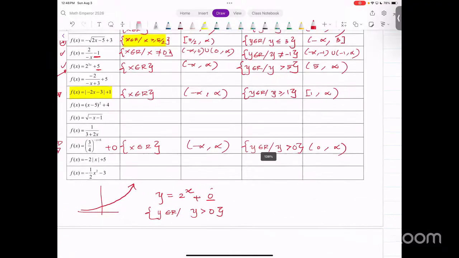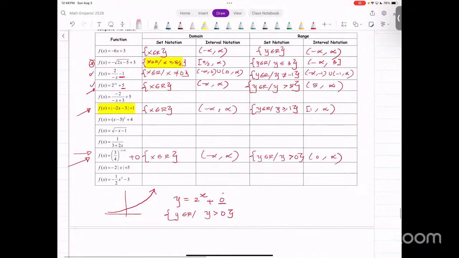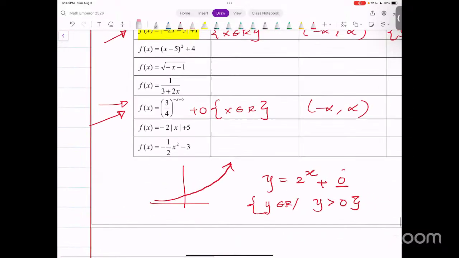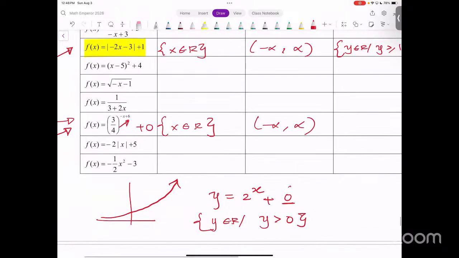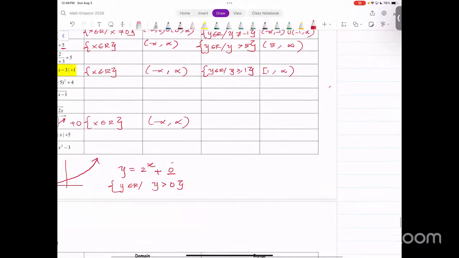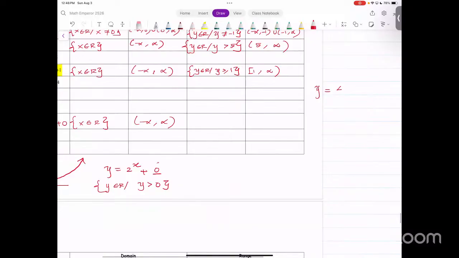Something we need to be really careful about with this one. What you guys didn't realize is that there's a negative x plus c. That's going to screw you up. Let me go back to the graph quickly. If you have y equals 3/4 to the x, this is something you need to be really careful with. The graph is going to be something like this. It's exponential decay, isn't it?